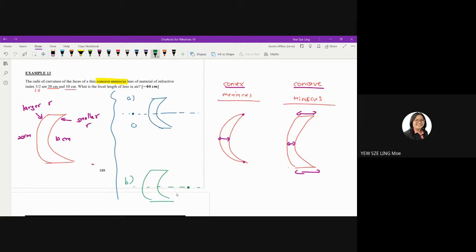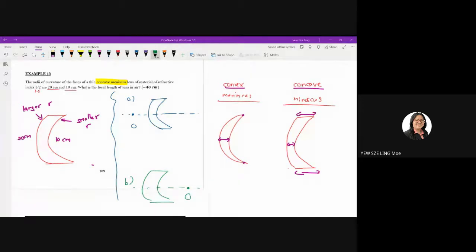I give you 5 minutes to try it. Draw and solve the questions by assuming your object is located on the left, and also redo it again by assuming your object is located on the right-hand side. Do it for both cases.